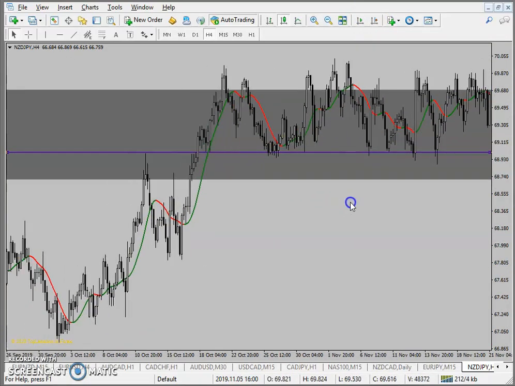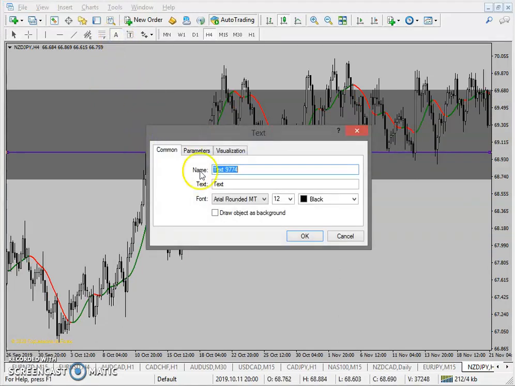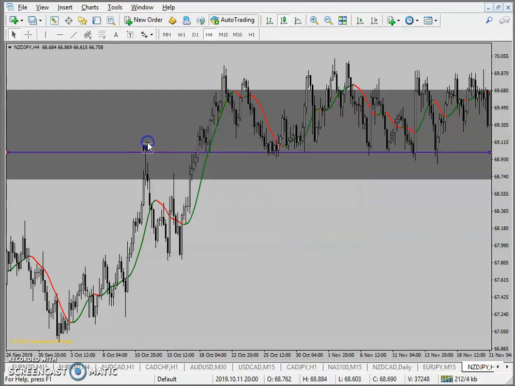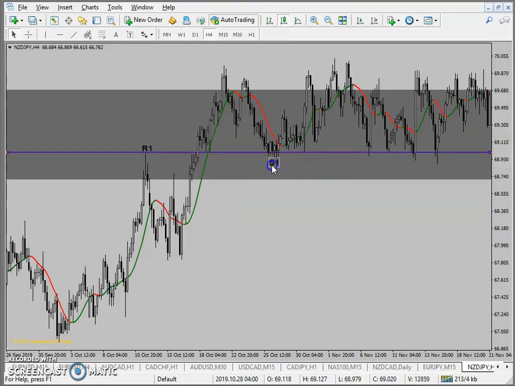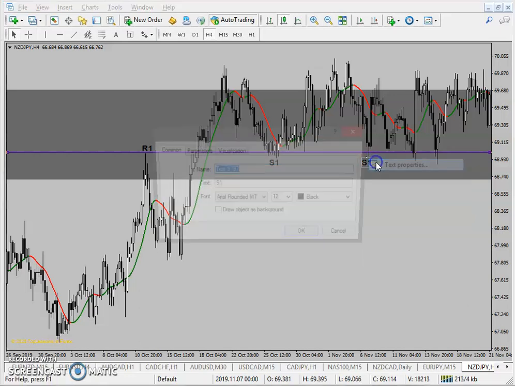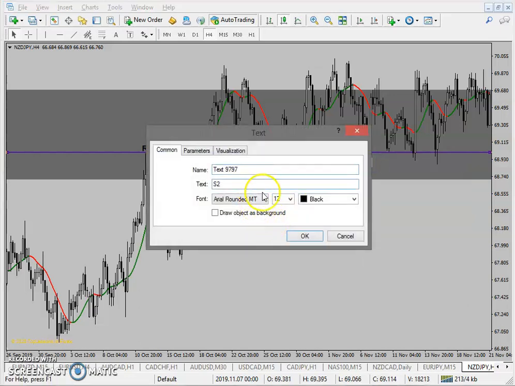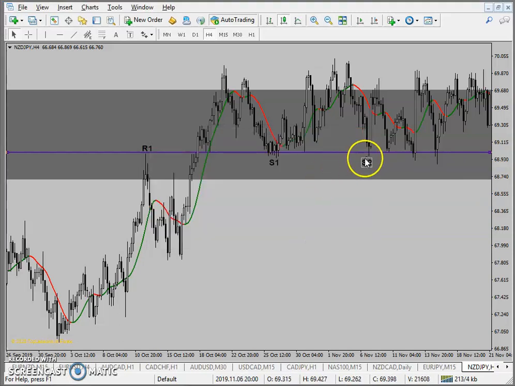Now that you're here, I'm just going to label this area over here. So that is our first resistance over there. That resistance turned into a support. So we have S1 over here, we have S2 over here, then we have S3 over here.